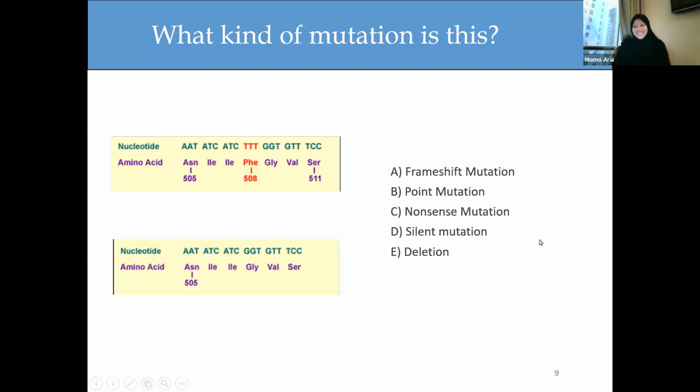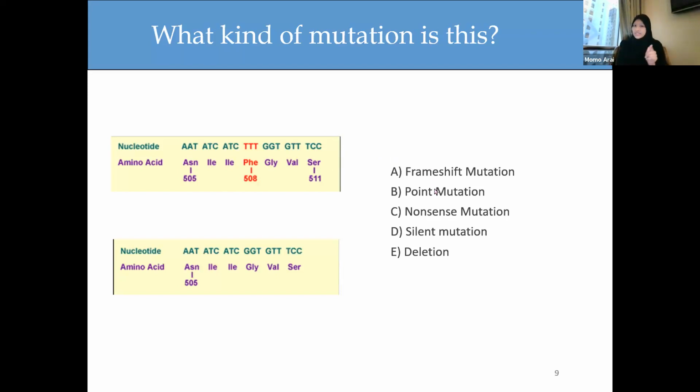Anyway, good job, everyone. But basically, the point that I wanted to get across is that if there's a 3-base deletion or addition, you're taking the whole amino acid out of the sequence. So now there's no phenylalanine anymore. Instead, it just skips this and goes to glycine, valine, serine. Now this does not cause a frameshift, which is option A. It does not cause a frameshift because it didn't shift the whole frame. All of these after the amino acid stay the same.